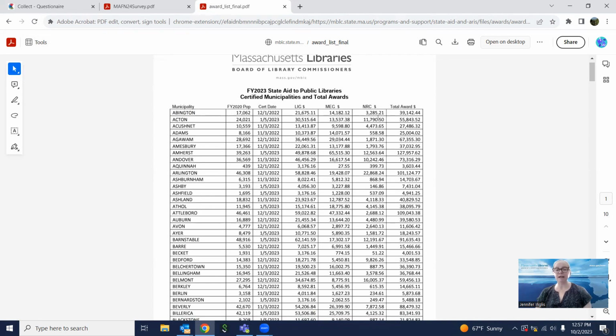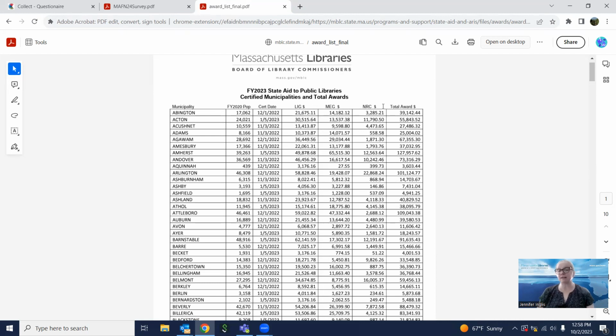And then your grant is made up of 3 different sort of subgroups. The first is the library incentive grant, and that is a strictly population-based number. So we get a pool of money and it's divided by the population in each community. Then there's the municipal equalization grant. That is based on the wealth of the community. So the wealthier towns get a smaller share of that pot.